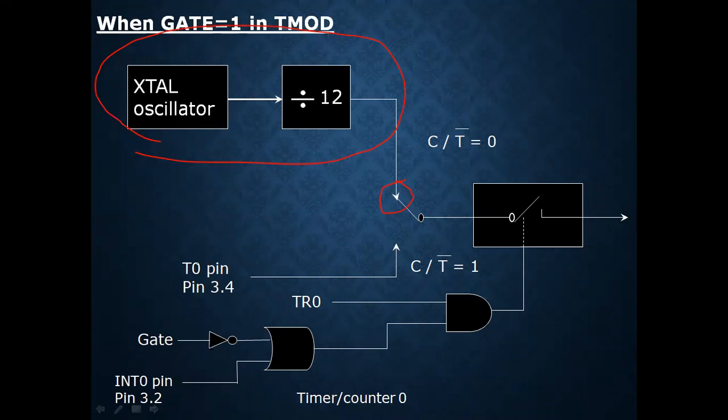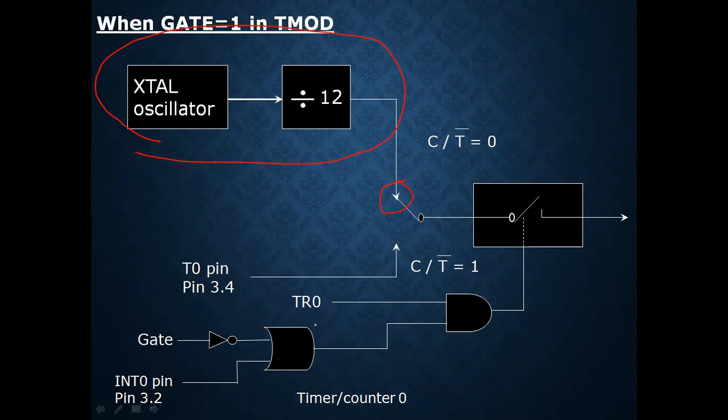The T0 pin, pin 3.4, you can go back to the pin configuration of the 8051 microcontroller, is used for external pulses. When some external event is to be counted, then counter operation will be there. So here it is written C/T bar is 1. When counter operation is there, this switch will be connecting to this point. Clear?